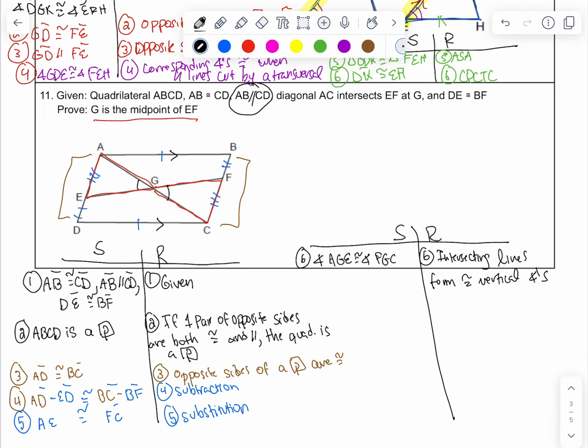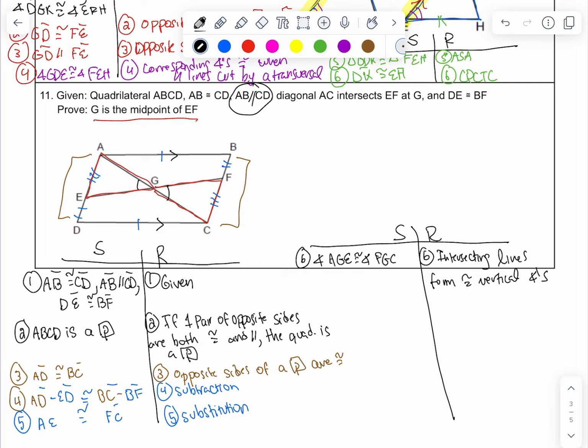Be careful. You might want to say diagonals of a parallelogram bisect each other, but we don't have two diagonals here. We only have diagonal AC. EF is not a diagonal because EF does not go corner to corner. If we had two diagonals, we can definitely say that and use that as our last pair of sides. But I don't think we're going to be able to get a side with what we have here. So let's go with an angle.